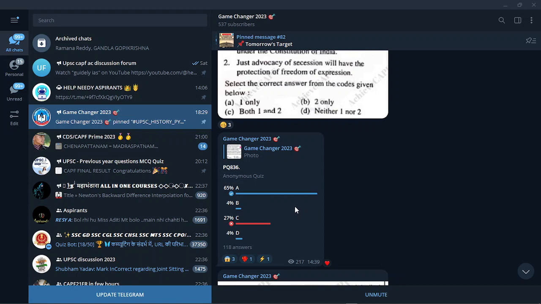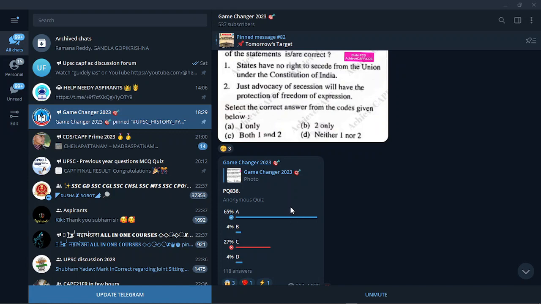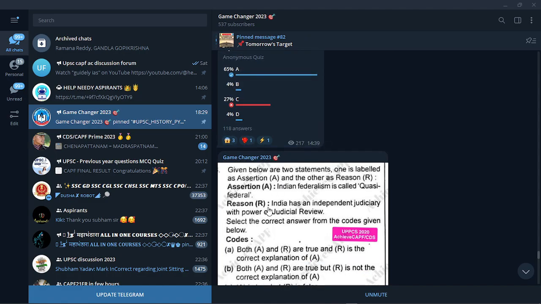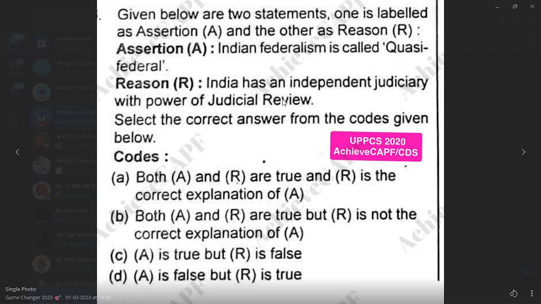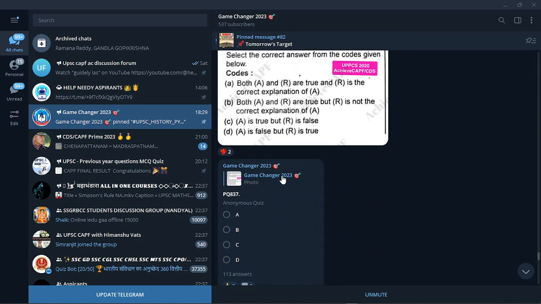Only one is correct. Just advocacy of secession will have the protection of freedom of expression. Indian federalism is called quasi-federal. India has an independent judiciary with power of judicial review. Both are correct but not the correct explanation. Next, assertion reasoning.